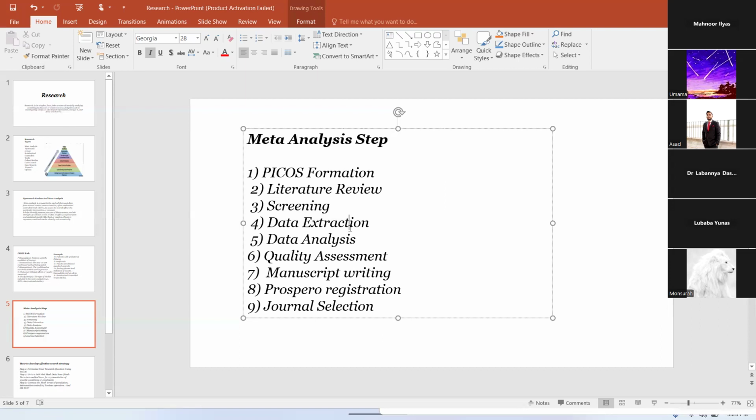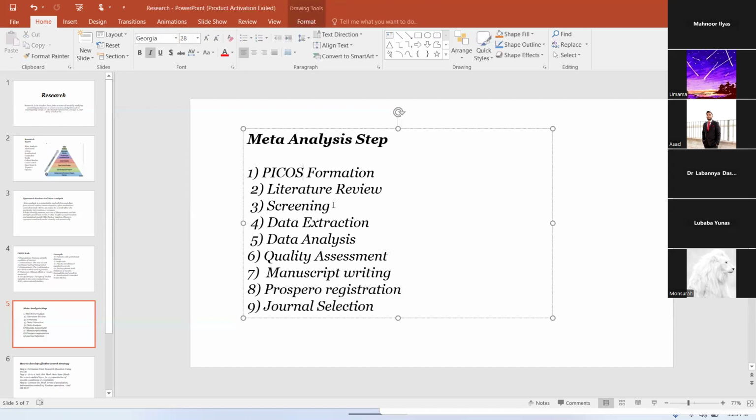Now the articles may be in thousands, they may be in hundreds. Then we have to screen those articles and select those which are exactly according to our PICO, right? Once we are done with screening, we'll do the data extraction, data analysis, and quality assessment. After quality assessment, we'll do manuscript writing. In manuscript writing, first of all we write the introduction, then methods, then results, then discussion, and finally the conclusion. Then we'll register this on Prospero and then select a journal.